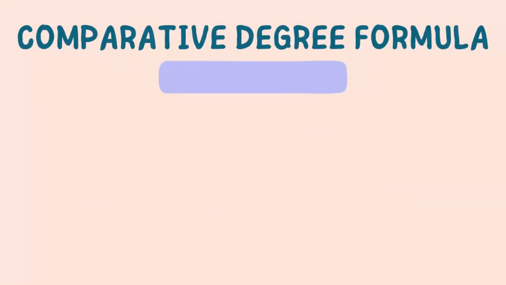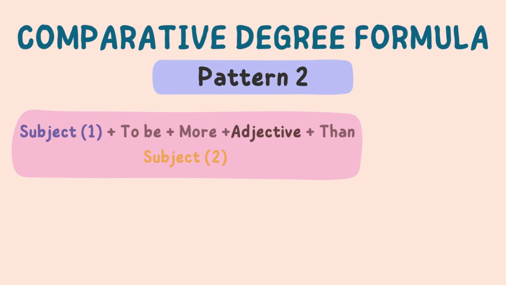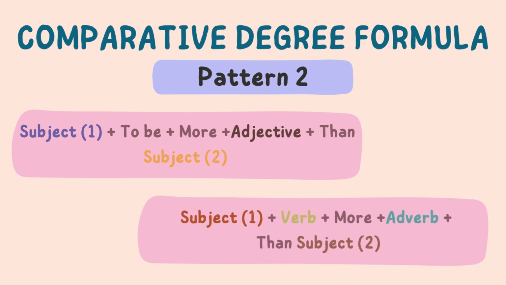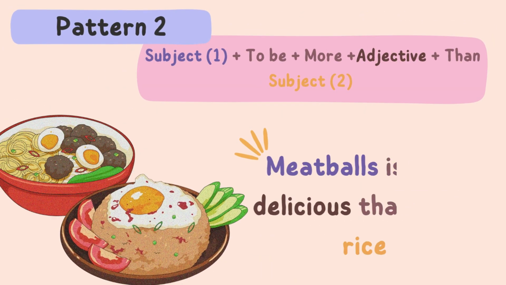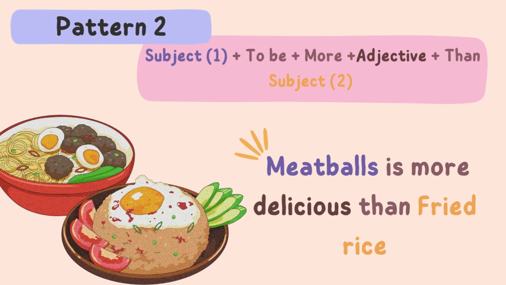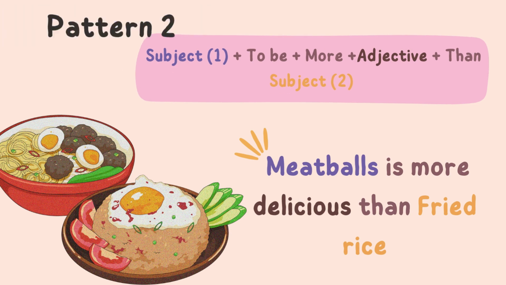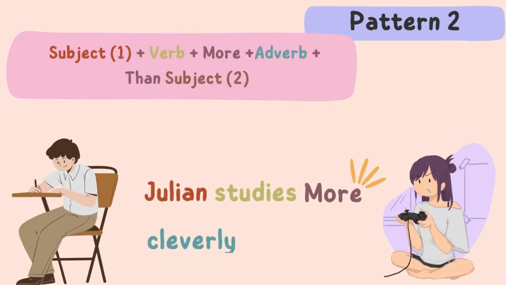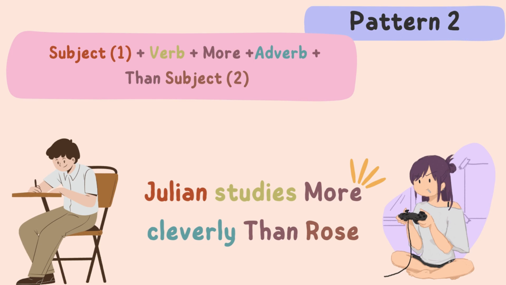Comparative degree formula pattern 2. Subject 1 plus to be plus more plus adjective plus than subject 2. Or, subject 1 plus verb plus more plus adverb plus than subject 2. Example of formula pattern 2. Meatballs is more delicious than fried rice. Meatballs is the subject 1, delicious is the adjective, and fried rice is subject 2. Julian studies more cleverly than Rose. Julian is subject 1, studies is verb, cleverly is adverb, and Rose is subject 2.